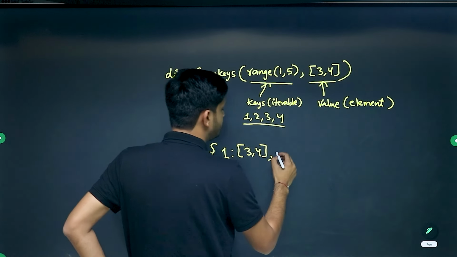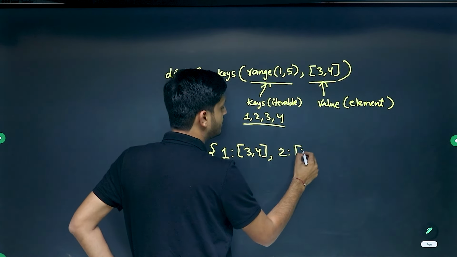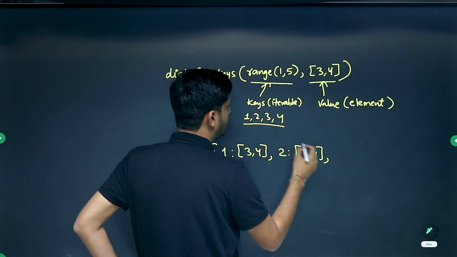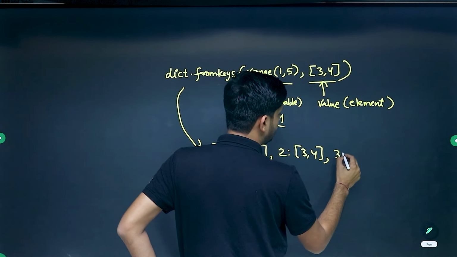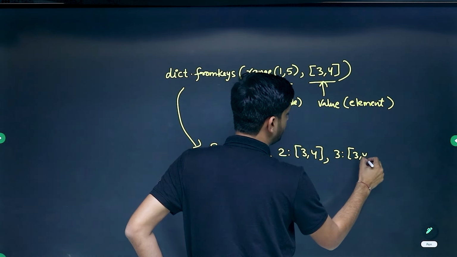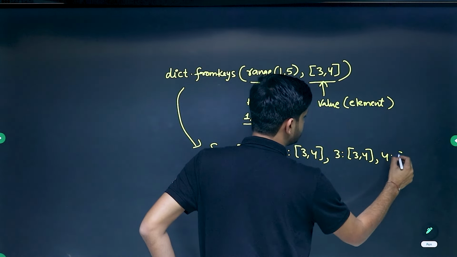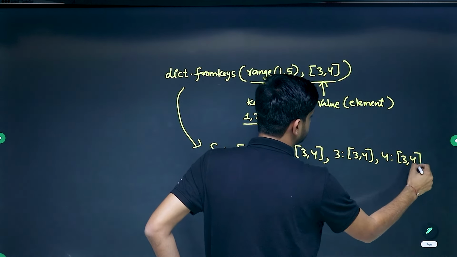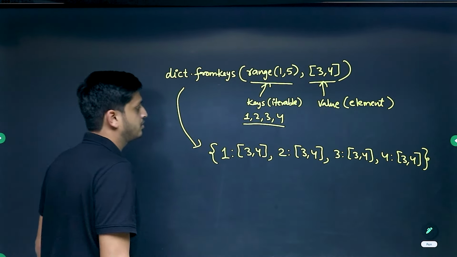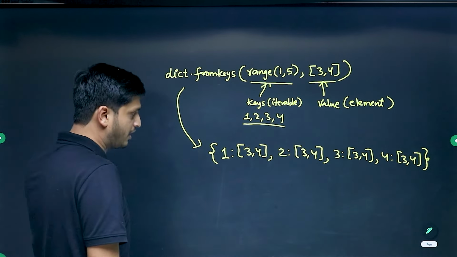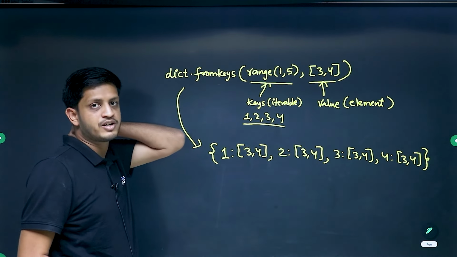And again the key is 2 and the value is the list containing 3, 4. Again the key is 3 and the value is the list containing 3, 4. And the key is 4 and the value is the list containing 3, 4. Like this. Okay. And here we will see memory management of dictionaries.